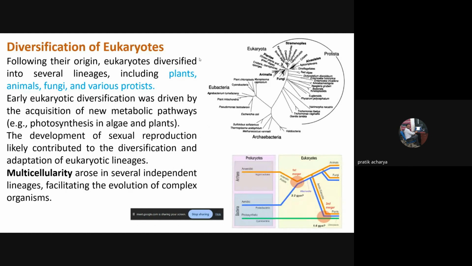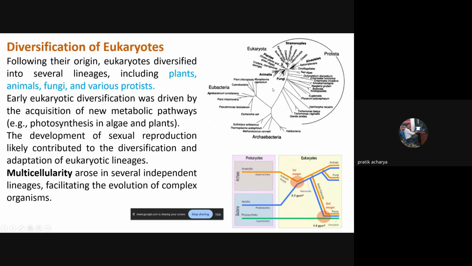After the origin of eukaryotic cells, they diversified into many forms. Just look at this picture: the origin point, then different forms of eukaryotes diversified into different groups. This is the main origin, or we can say LUCA, the last universal common ancestor. From this, eubacteria, archaebacteria, and eukarya, everything divided.